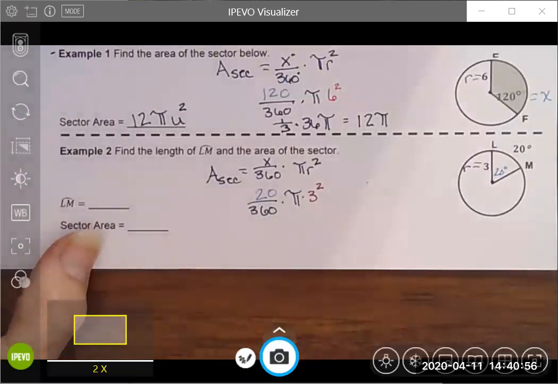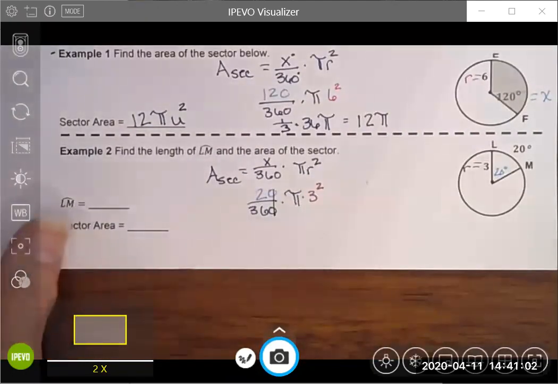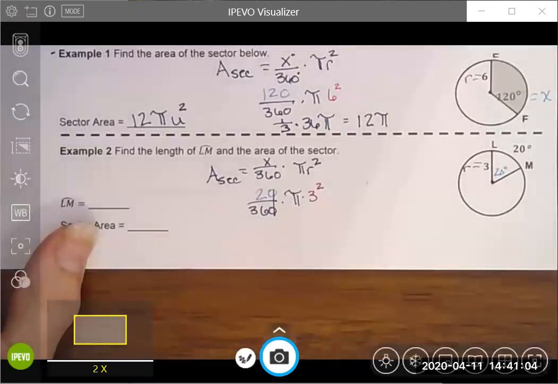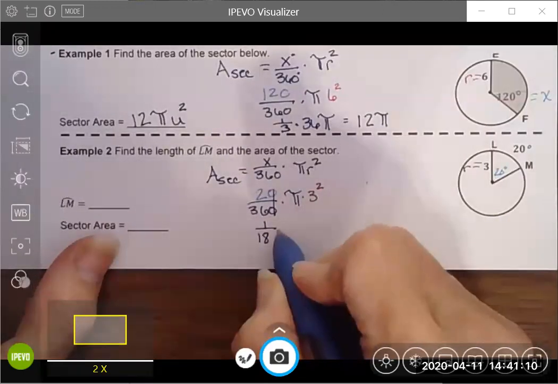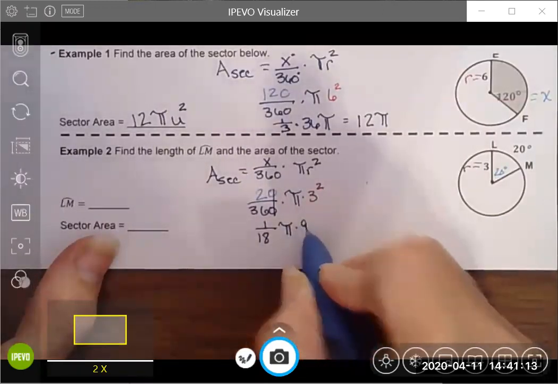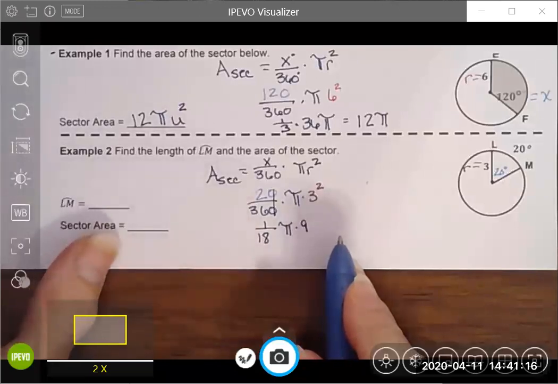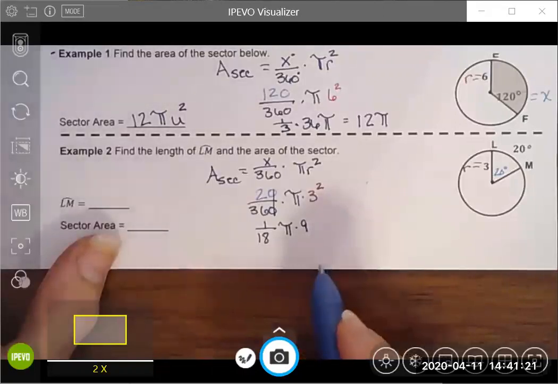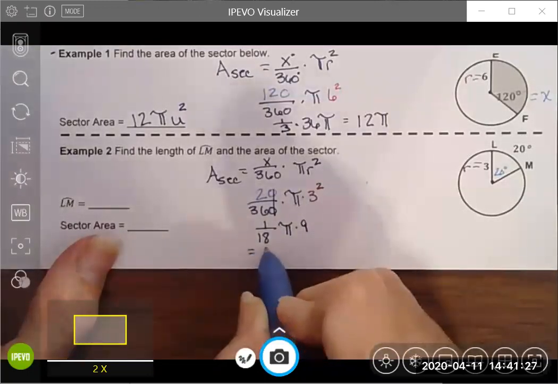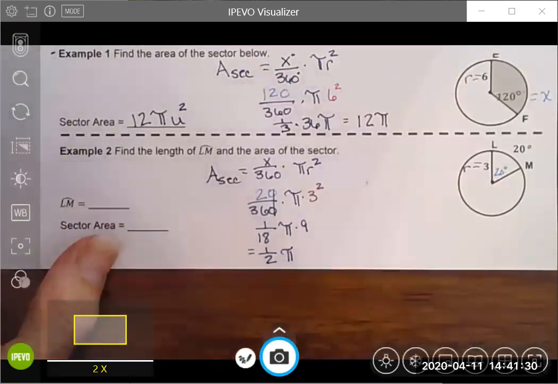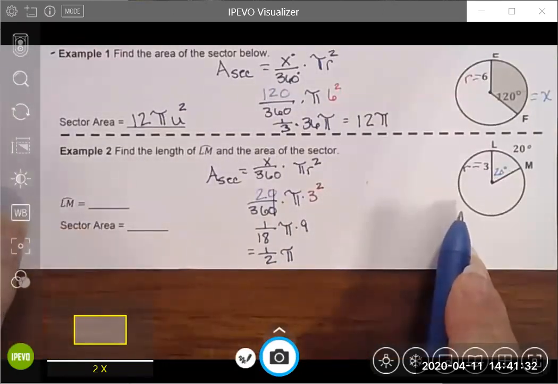What I need to do first is simplify the fraction 20 over 360, which is really 2 over 36, and that simplifies to 1/18. And then I'm going to multiply that times pi times 9. Yes, pi times 9, and I know that 1/18 of 9, or 9 over 18, is really just 1/2. So this ends up being 1/2 pi. So not a hard calculation. We knocked it out in no time flat.